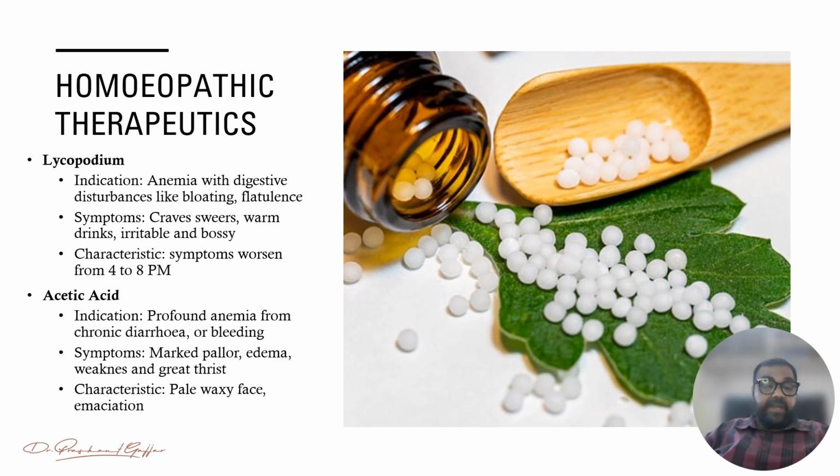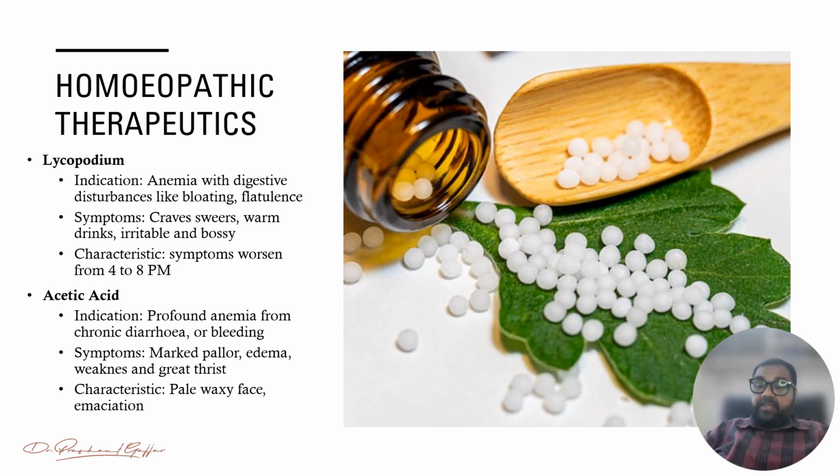indication is a profound anemia from the chronic diarrhea or the bleeding. Symptoms are the mark pallor, edema, weakness, and the crest thrust. And the characteristic of the acetic acid, that is the pale waxy face, and the patient is emaciated. Right? So these are the different homeopathic therapeutics we have to found.